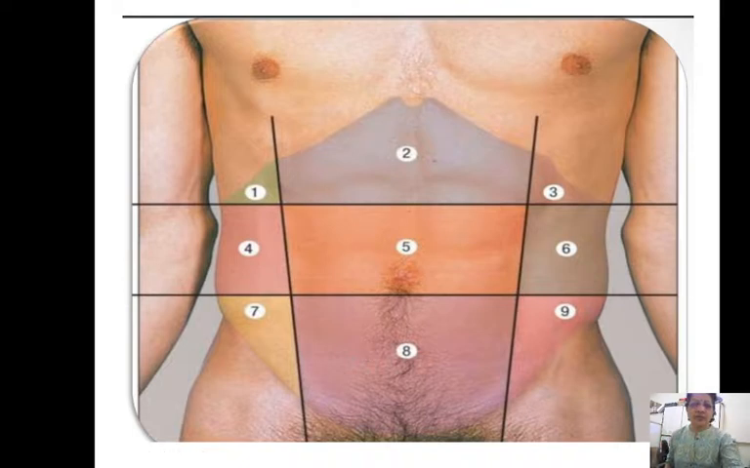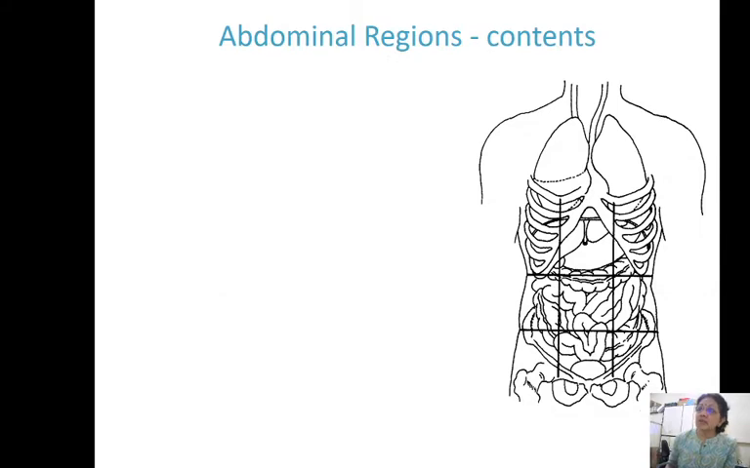I'll try to come back and forth, but let's see. Alright, so this is easy enough to understand. These are the two vertical planes. These are the two horizontal. So the contents of each of these abdominal regions. The right hypochondriac, this one.